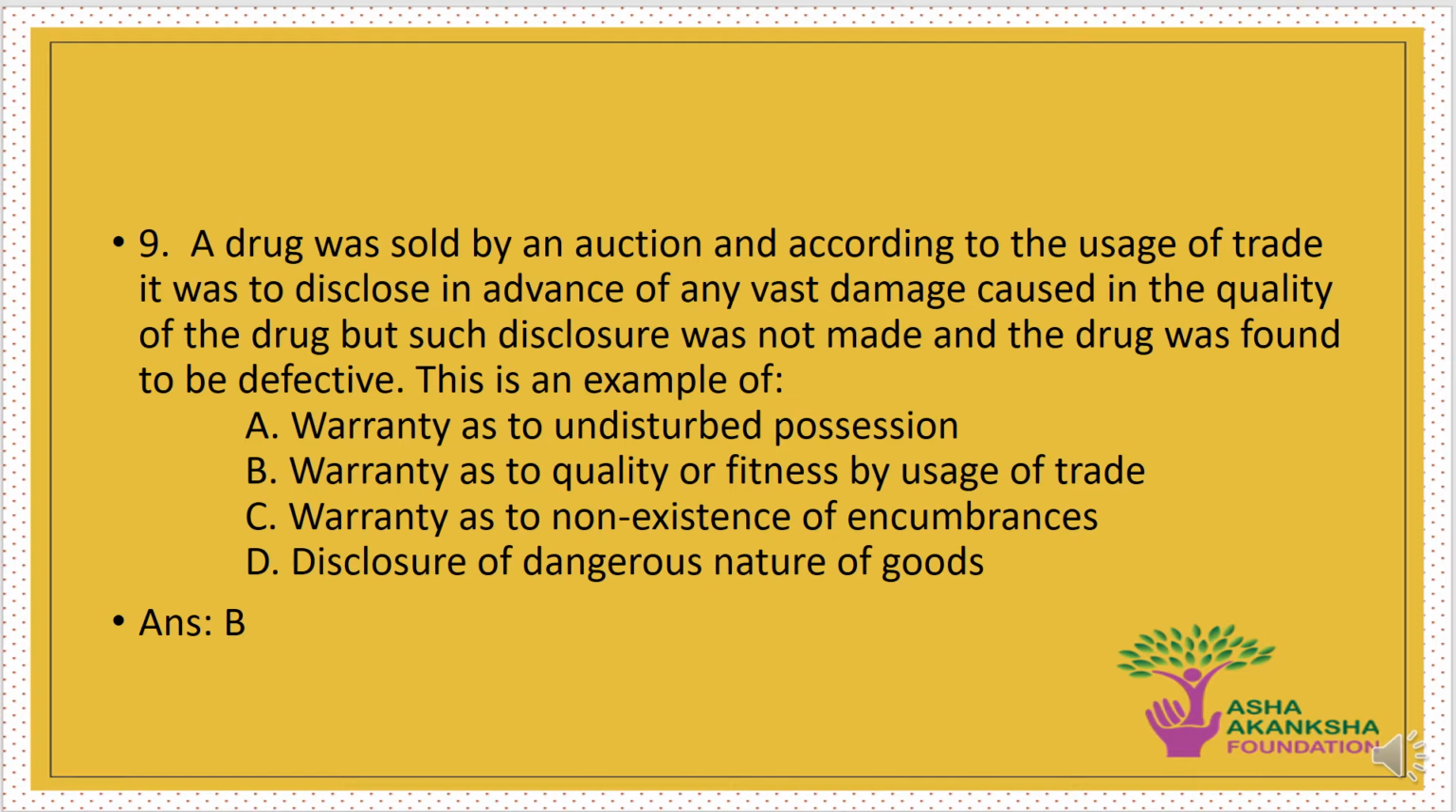Options are A. Warranty as to undisturbed possession, B. Warranty as to quality or fitness by usage of trade, C. Warranty as to non-existence of encumbrance, or D. Disclosure of dangerous nature of goods. The correct answer to this question is option B, that is, the above situation is an example of warranty as to quality or fitness by the usage of trade.